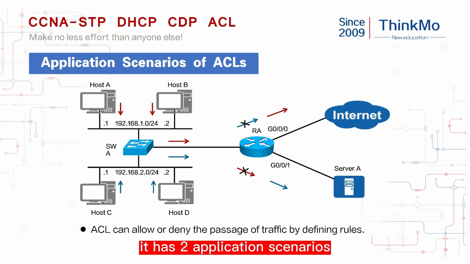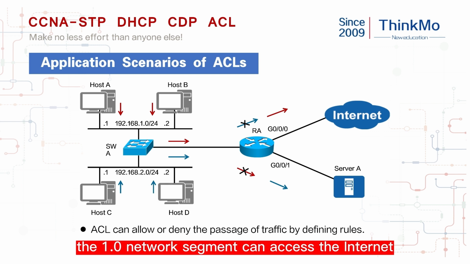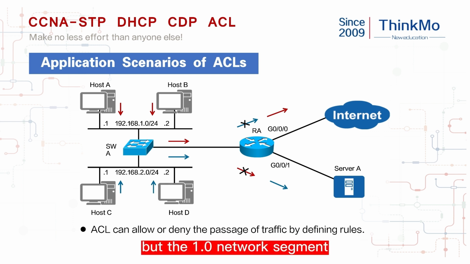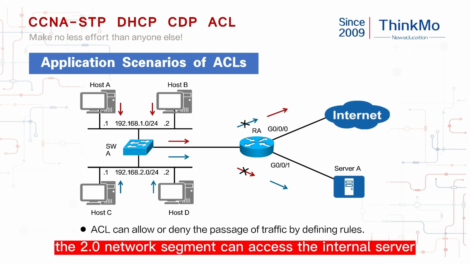It has two application scenarios. Let's read it together. This drawing is actually quite intuitive. First of all, for internal, the two network segments are the 1.0 network segment and the 2.0 network segment. This red line is the 1.0 network segment. You will find the 1.0 network segment can access the internet, but it cannot access the company's internal server. The 2.0 network segment can access the internal server, but cannot access the internet.